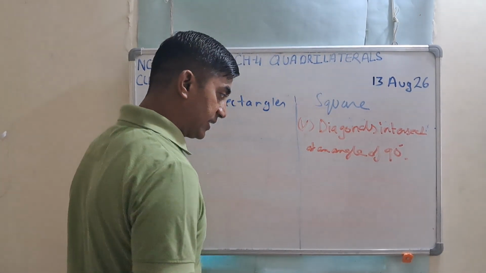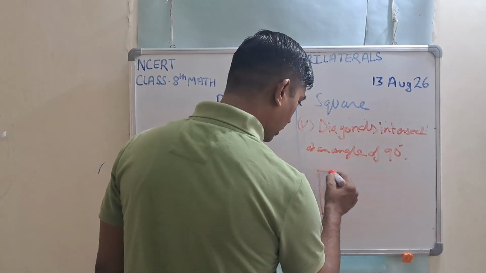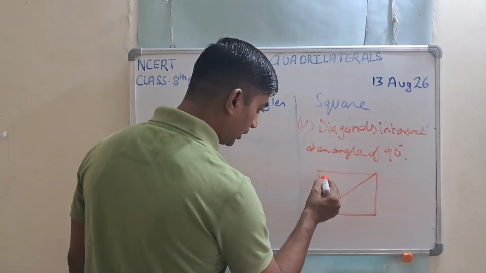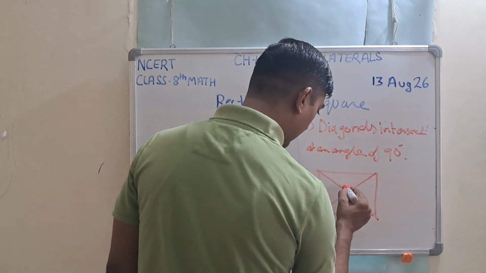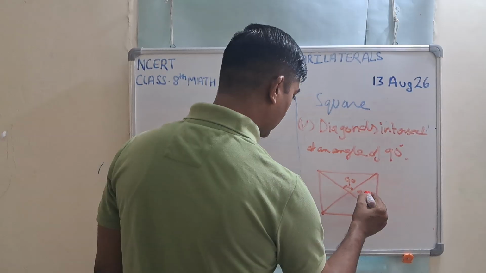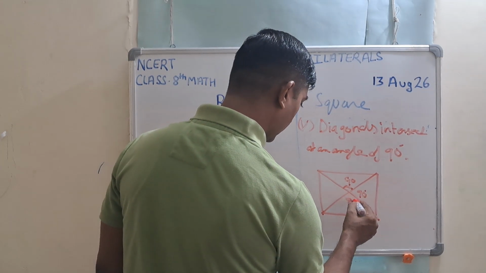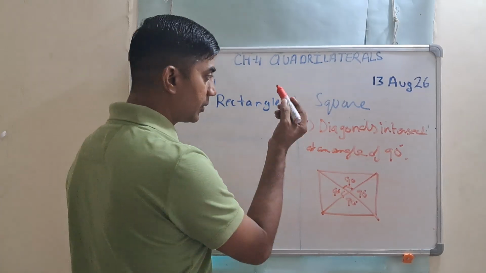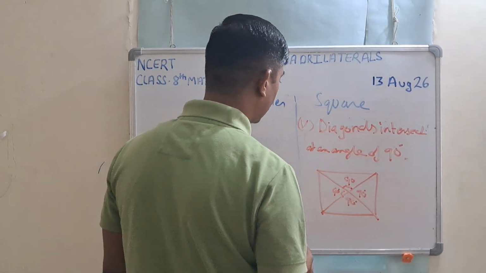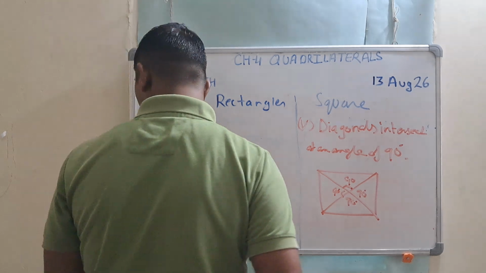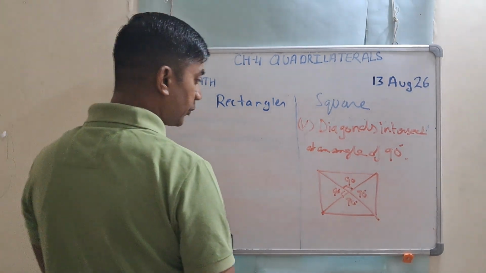Understood? This is always, in the case of a square, diagonals intersect each other at 90 degrees. This is the particular case of a square. And the fifth point, sixth point is what?